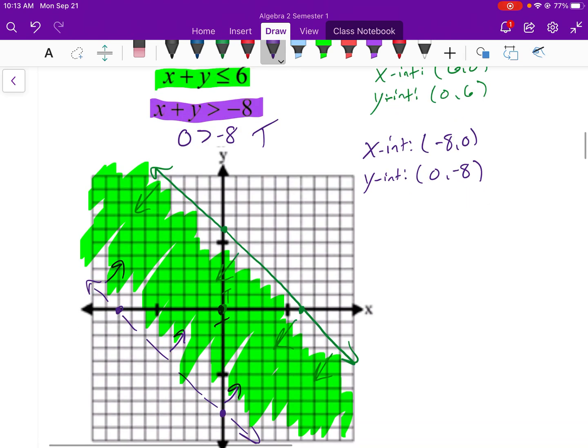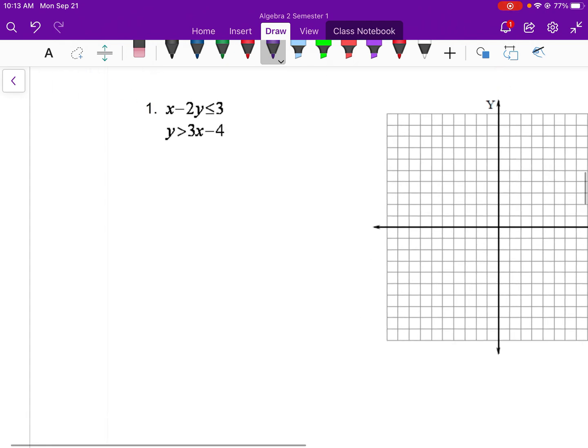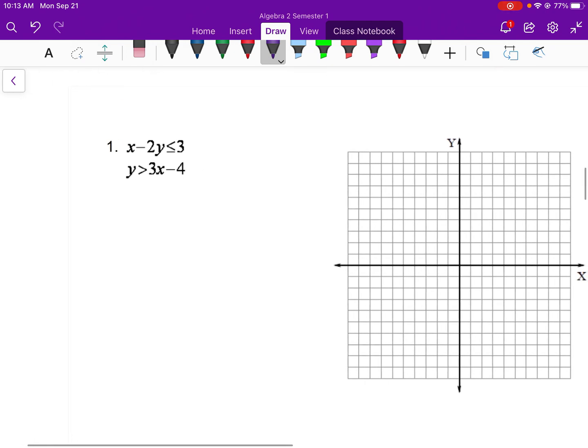The next one I'll do a little bit differently. The arrow way is typically how I like to do it, but for this one, we're going to do both shadings and then find the overlap. Let's do the first one in blue: x minus 2y less than or equal to 3.